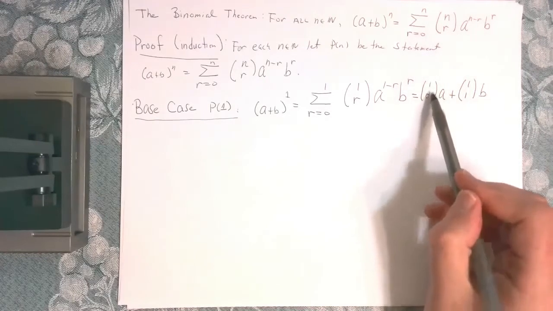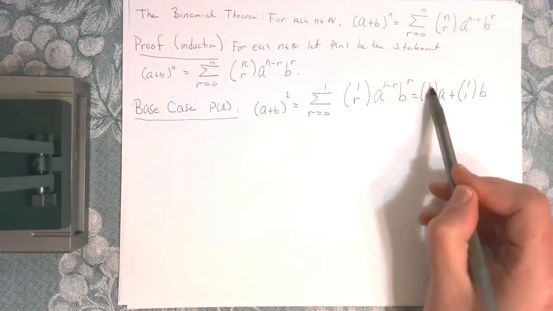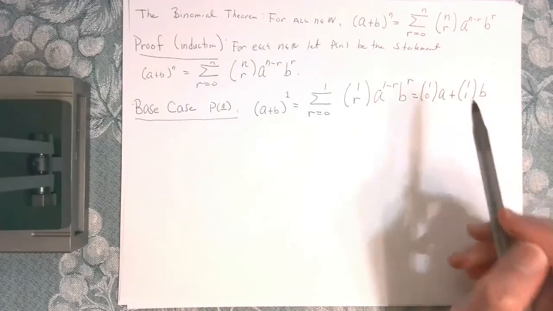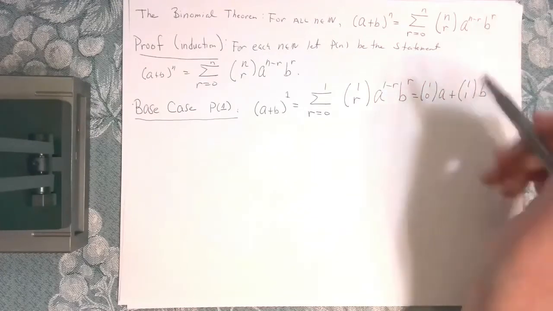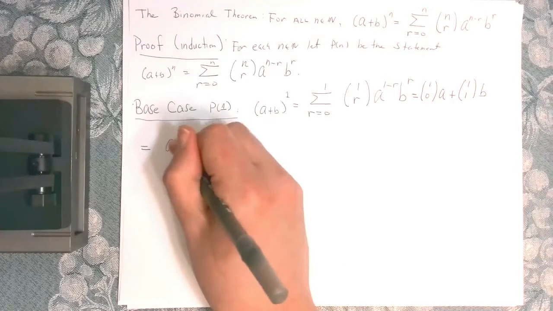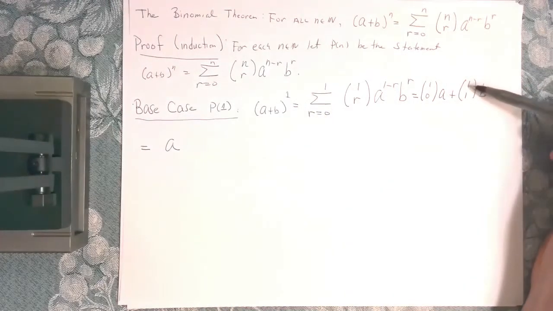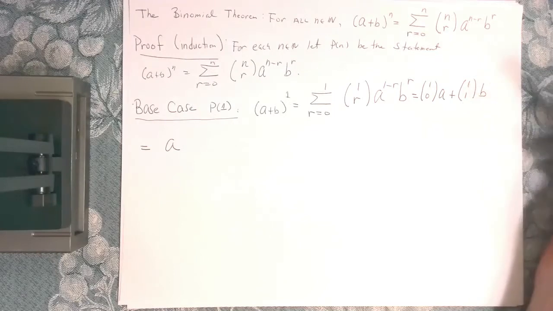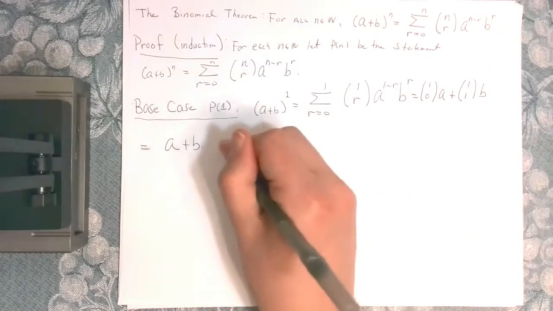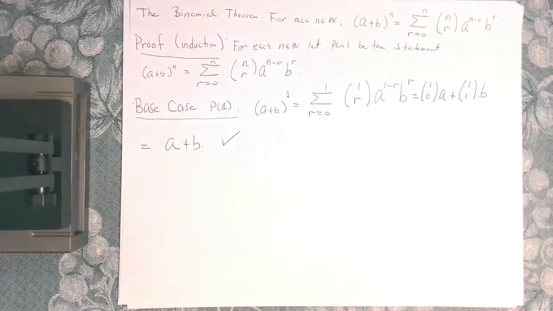Okay. If you compute on the side, 1 choose 0 is 1. Right, we said anything choose 0 is 1. So it gives me a. And 1 choose 1 is also 1. n choose n, in fact, is 1. And that's true.